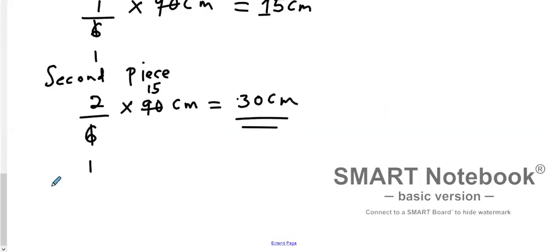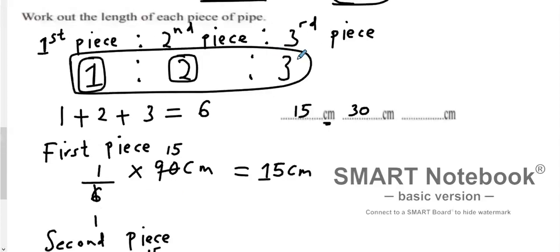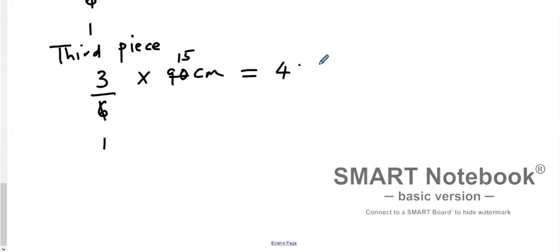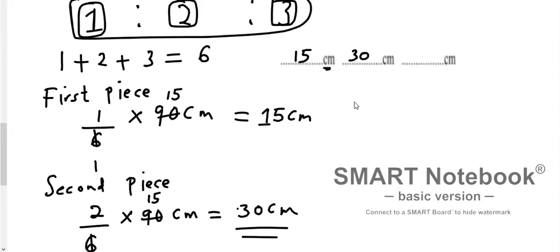How do we do for the third piece? For the third piece, we have a couple of ways you can do. You can still maintain the same arrangement of work. Take 3 for the third piece. So it will be 3 out of 6 multiplied by 90 centimeters, of which you're going to do the same thing. This makes 15. When you multiply the two numbers, 3 times 15, that gives you 45 centimeters. Okay? So you'll be filling here 45 centimeters.